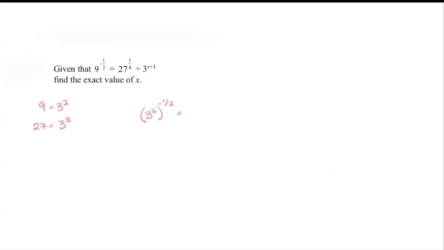So we're now going to rewrite the question with our new values. So we've got 3 squared raised to the power of minus a half equaling 3 cubed raised to the quarter divided by 3x plus 1. Now do the maths. The rule here, our indice rule, is to multiply the powers. So we've got 3 to the power of minus 1 equaling 3 to the 3/4 divided by 3x plus 1. And now we can move away from the base and just consider our indice rule. Our indice rule is when you divide, you take them away. So we've got 3/4 take away all of x plus 1 equaling minus 1.